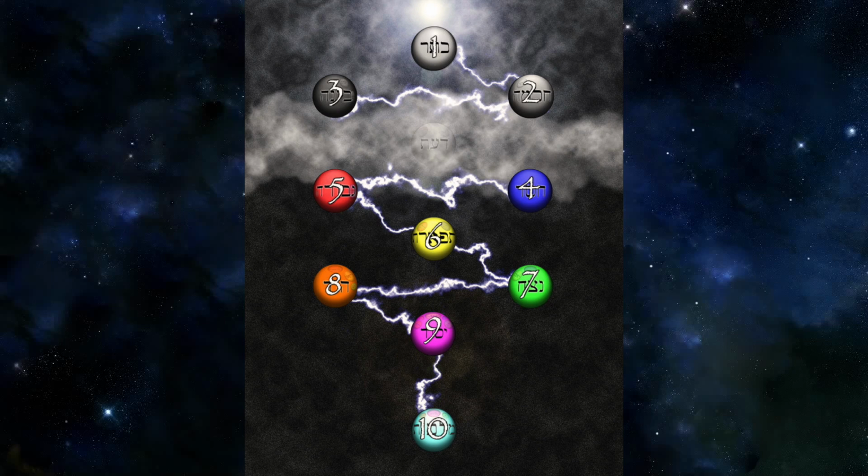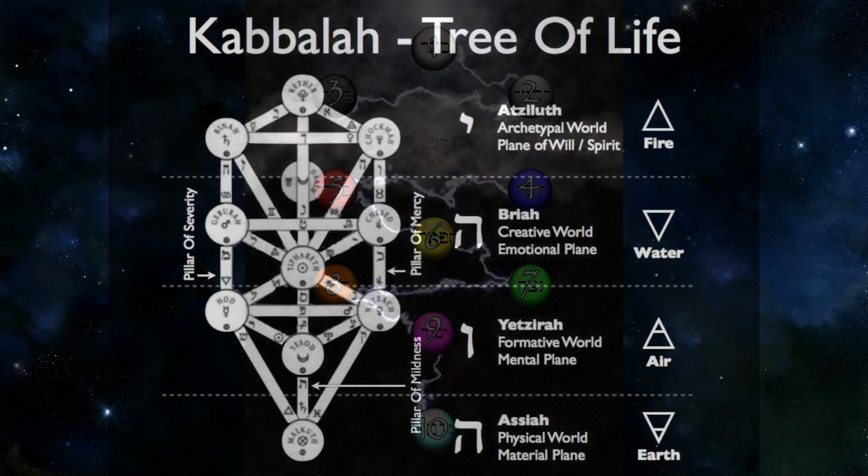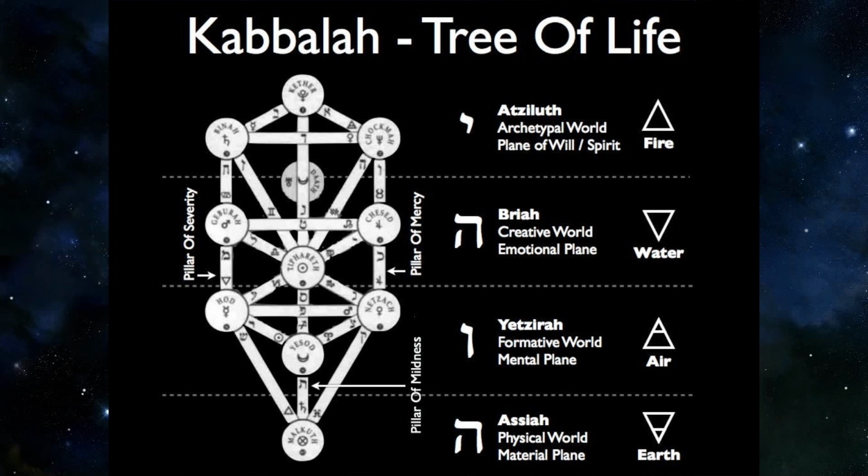So, let's start there. If you're looking at image number 1, it says Kabbalah, Tree of Life. It has the tree itself, the pillars listed, all of the Sephirot are labeled, and then there are attributions on the right, and you see that there are 4 realms that this tree is divided up into. We'll get into those in a moment and how they correlate to different aspects of the personality as well.